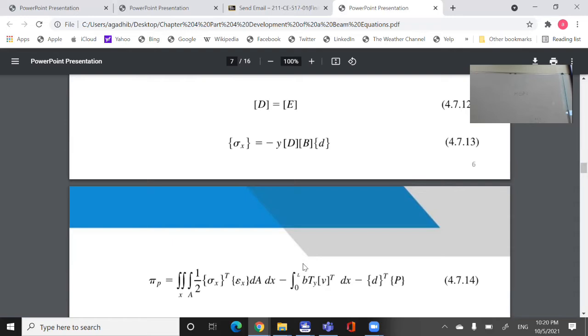V1, V2. That is the D vector, right? It is the degree of freedom, 2 per node. Okay, let us substitute.